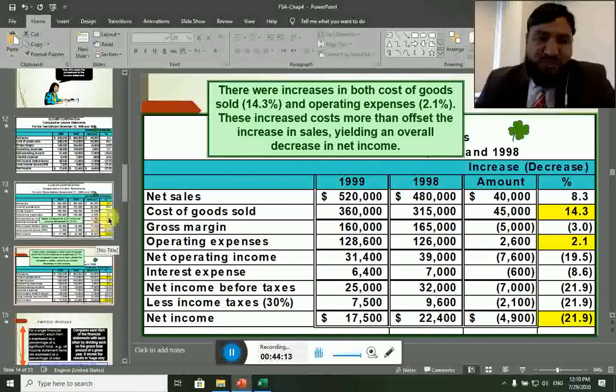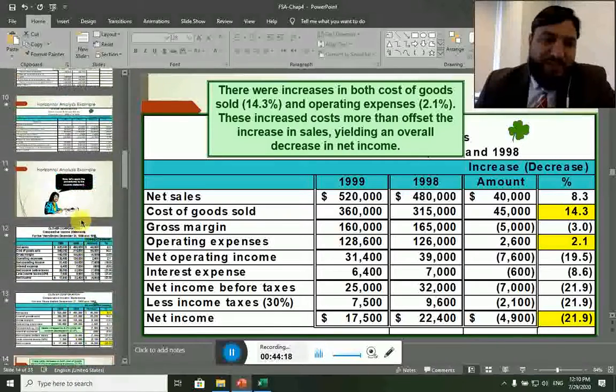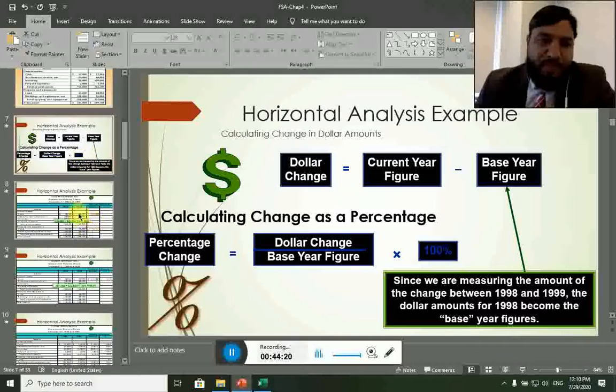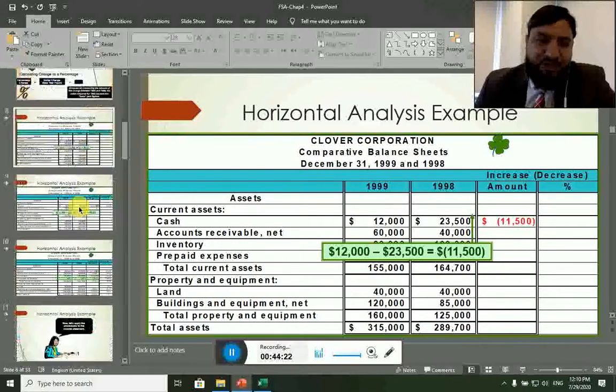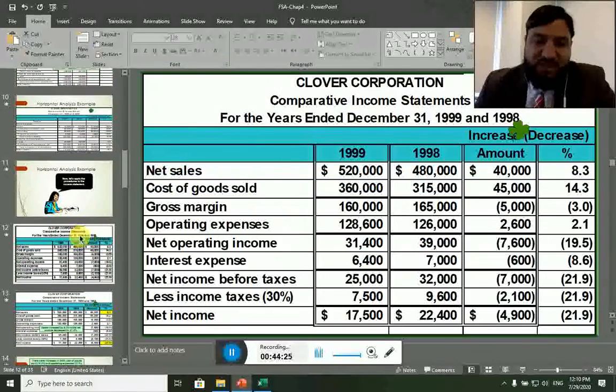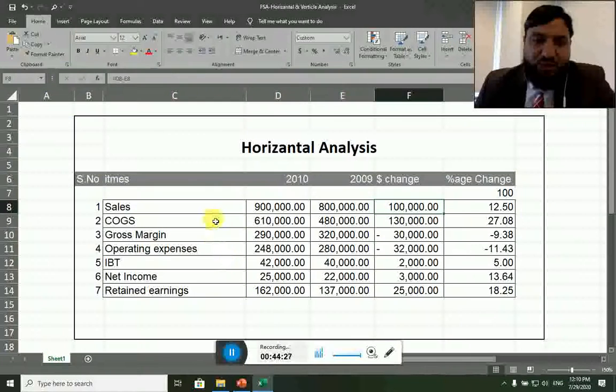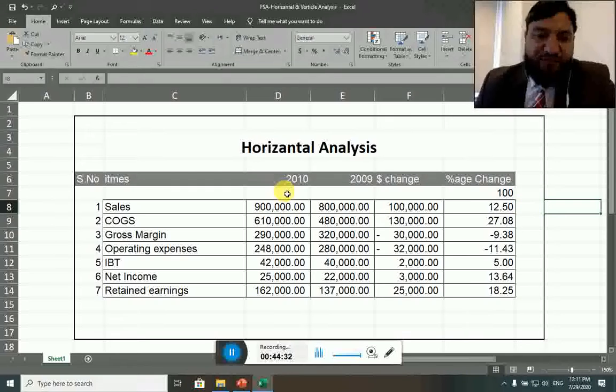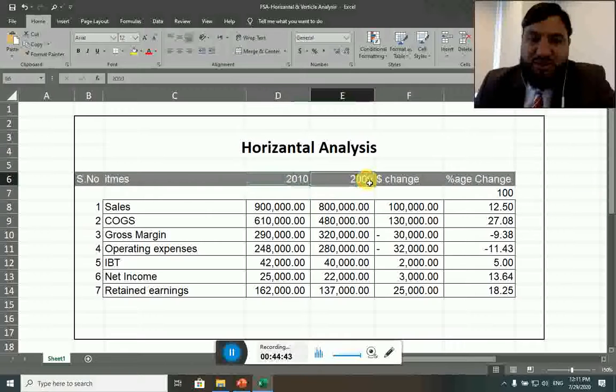Now this was an example already calculated using this formula, applied on the balance sheet once and then on the income statement. Now let me show you how it is done in Excel. It's basically a comparative income statement of XYZ company. There are 2 years of information, 2010 and 2009. Base year is 2009.